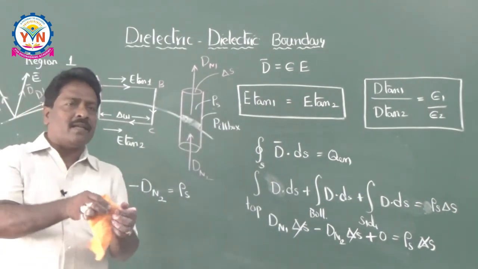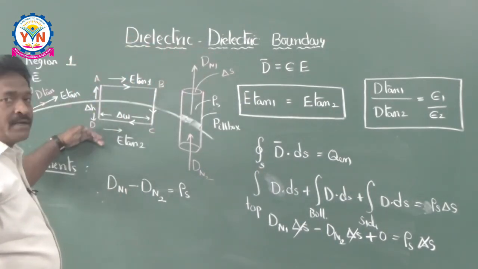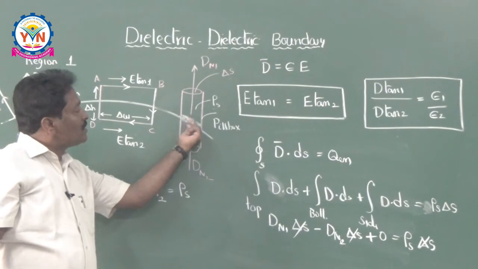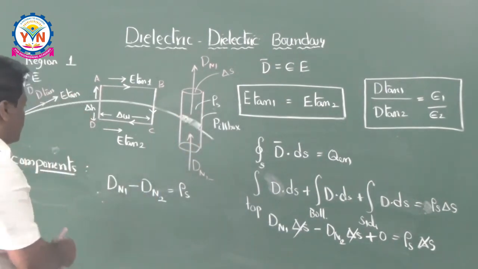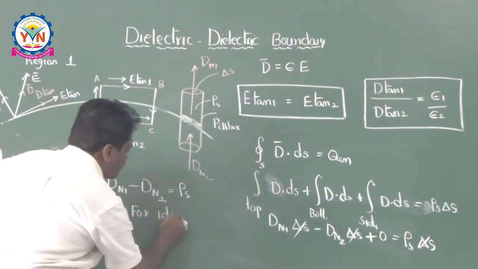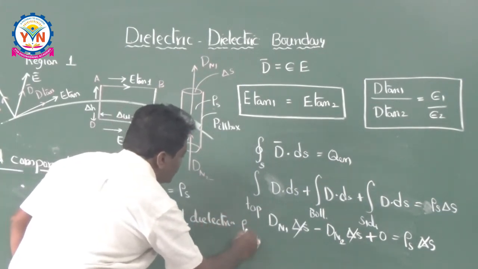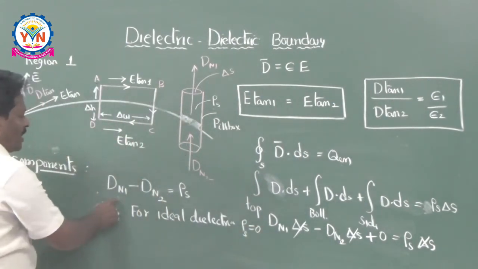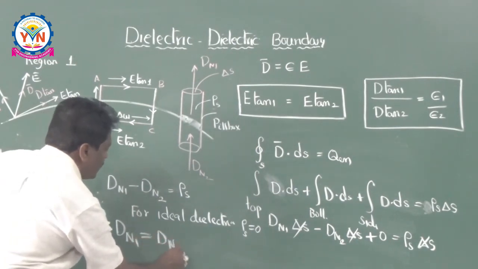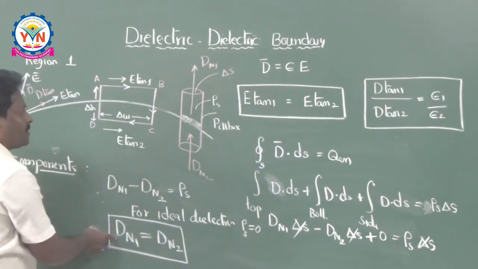But for perfect dielectric materials, I have taken a boundary for dielectric to dielectric. This is a dielectric and this is also a dielectric. So for dielectric to dielectric there is a boundary, but there is no charge density for ideal dielectric materials. That's why for ideal dielectrics rho s is equal to 0. Therefore, I can say Dn1 is equal to Dn2. What does it mean? Dn1 equal to Dn2 means the normal component of the flux density is continuous.